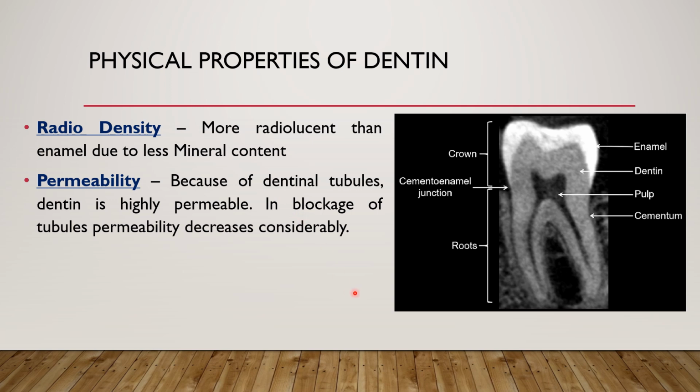Radiodensity is the density of the dentin as seen radiographically. This is a normal radiographic structure of the tooth. This one is the enamel. You can see that dentin is more radiolucent, or lighter, than enamel.